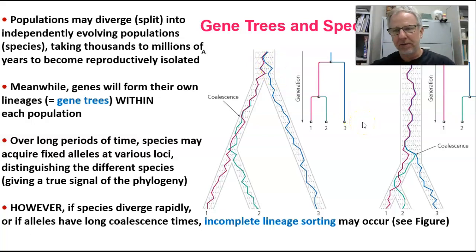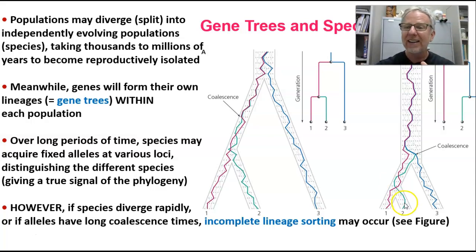Now look at figure B. Figure B is showing much more rapid speciation. The length of the branches of the species tree is much, much shorter. So species 1 and 2 share a common ancestor not very far back in time. But there's been incomplete lineage sorting with this rapid speciation time.